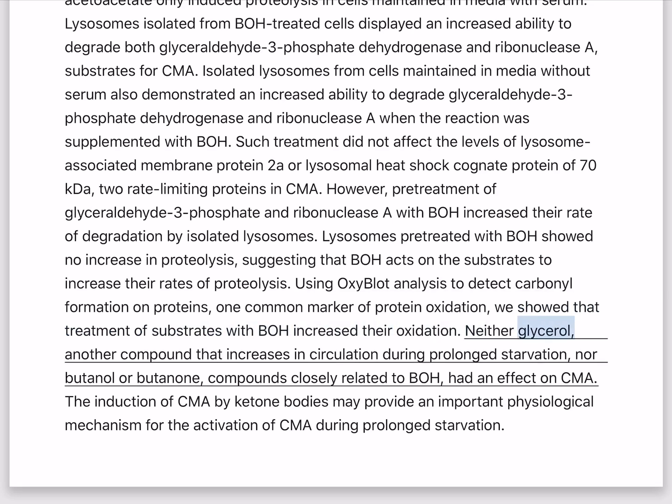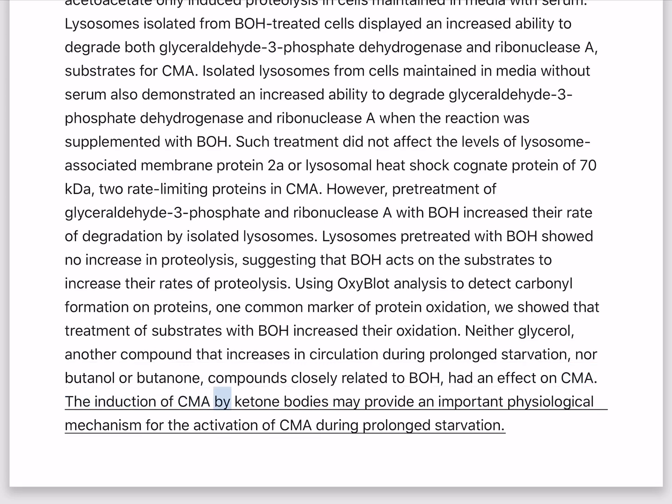Neither glycerol, another compound that increases in circulation during prolonged starvation, nor butanol or butanone, compounds closely related to BOH, had an effect on CMA. The induction of CMA by ketone bodies may provide an important physiological mechanism for the activation of CMA during prolonged starvation.